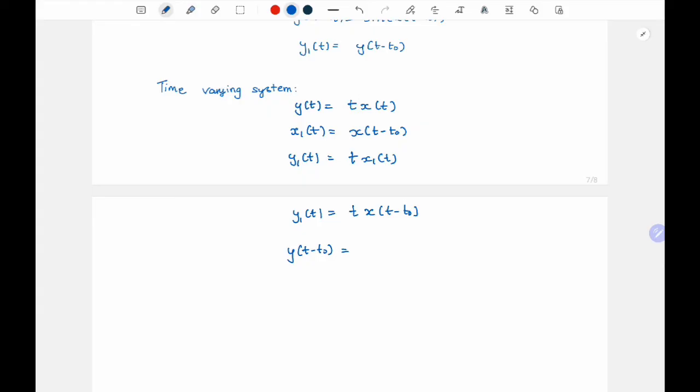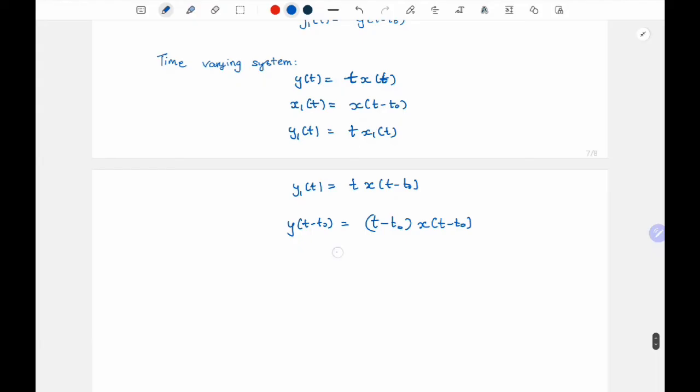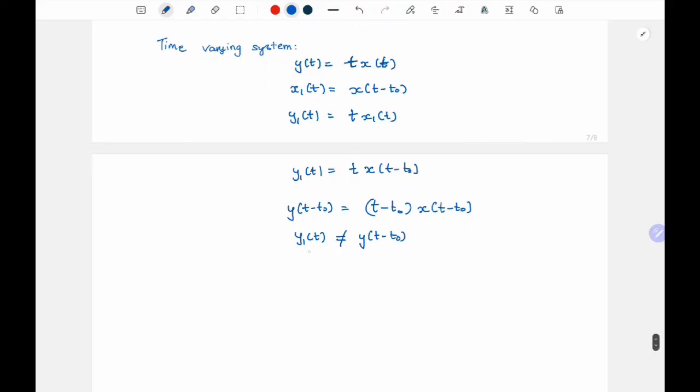For time shifting, what do I have to do? I just need to replace all t with t minus t naught. So it will be t minus t naught times x of t minus t naught. Now if you see, y1 of t is not equal to y of t minus t naught, because this additional t naught term is coming, right? And it is expected. So y1 of t is not equal to y of t minus t naught. Hence it is a time varying system.